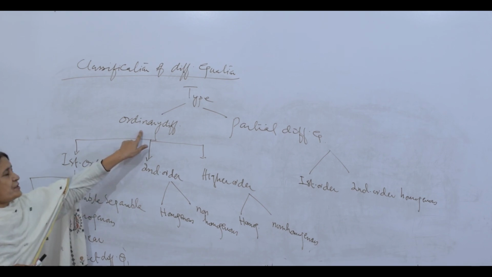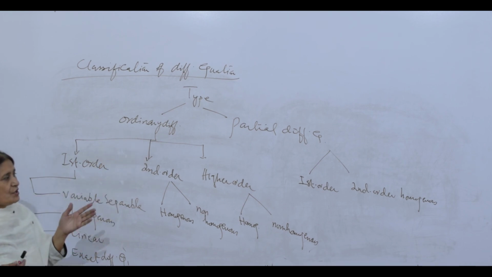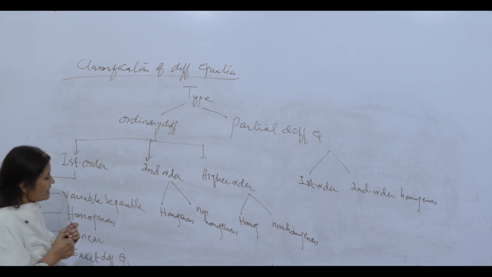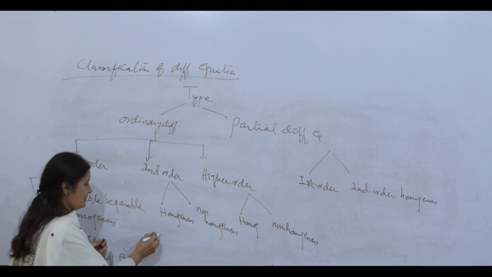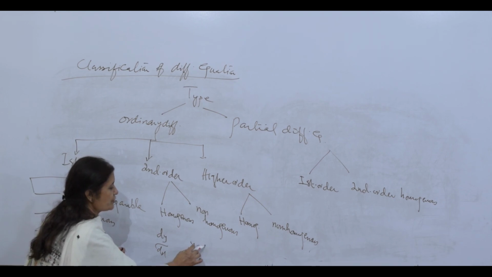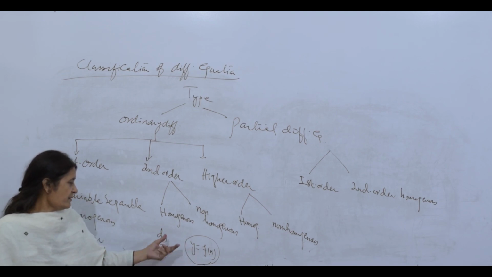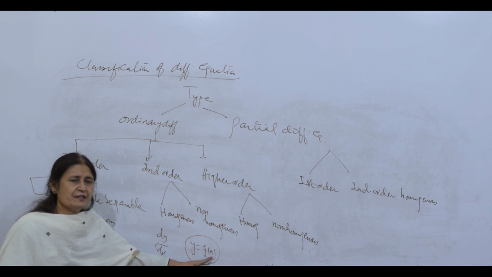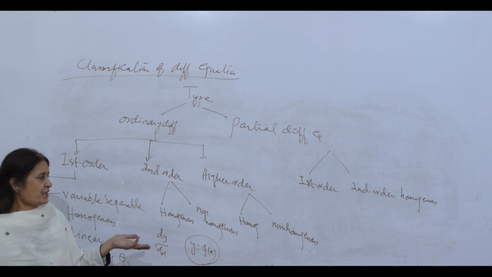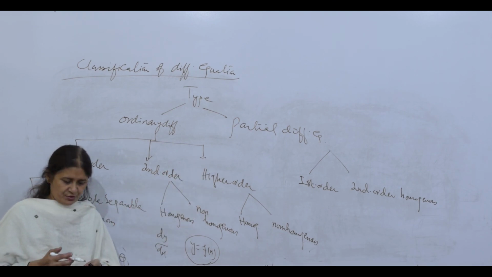Ordinary differential equation is one in which ordinary derivatives are there, meaning dy by dx, d2y by dx2. Similarly, ordinary derivatives, meaning dy by dx, mean y is a function of a single independent variable. If y is a function of a single independent variable, then the derivative will be ordinary. If y is a function of more than one independent variable, then the derivative will be partial. So an equation involving partial derivatives is said to be a partial differential equation.